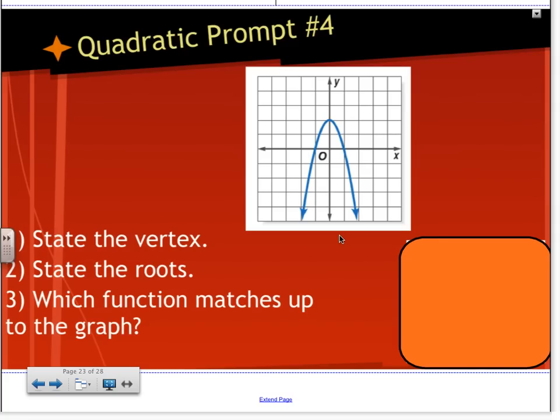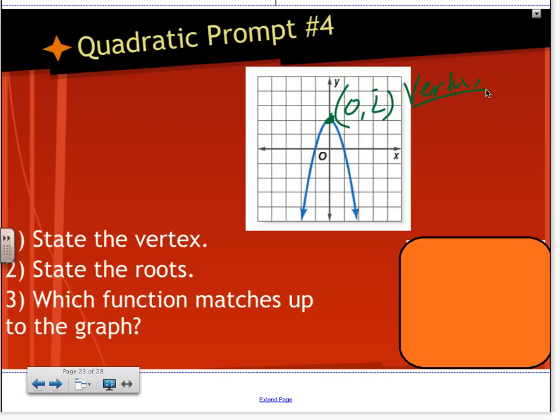What's the location of the vertex? 0, 2. Okay, there it is. 0, 2, right there. And that is the vertex. All good. Okay, next one.